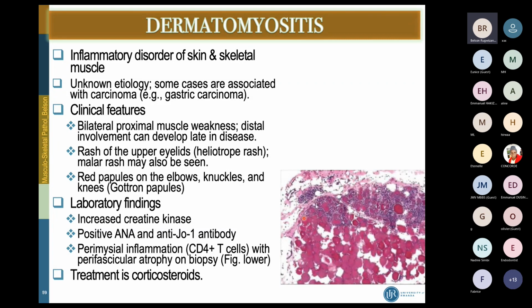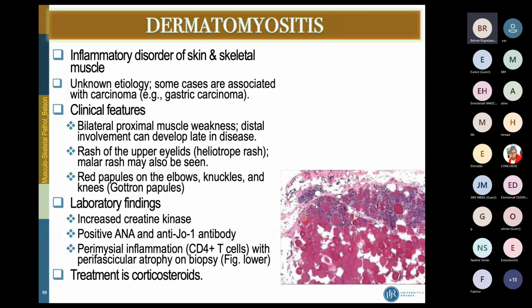While when it affects muscles, it will be called dermatomyositis. So it usually affects proximal muscle. There will be bilateral proximal muscle weakness. Distal involvement can develop late in the disease. Rash on the upper eyelid, they call it heliotrope rash. Mara rash, no kuvuga around the maxilla and so on, hano mu maso hasi. Red papules on the elbows and the knees and so on.